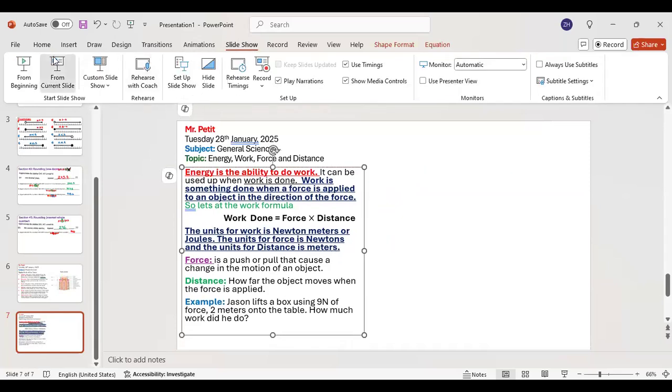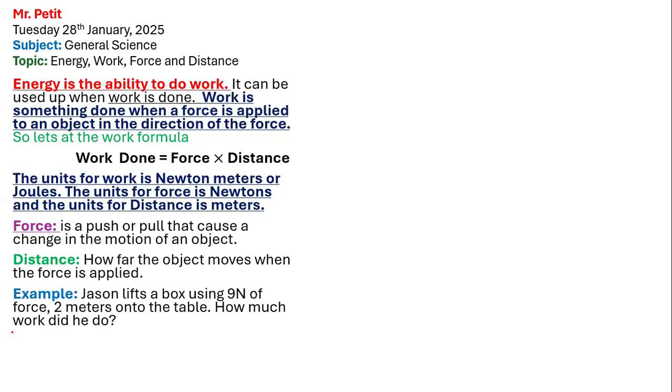So work is going to be equal to work. So this is the technical definition of work. Work is going to be equal to 9 newtons multiplied by what? 2 meters. Going to be equal to what? 9 newtons times 2 meters is going to be what? 18 Newton meters.